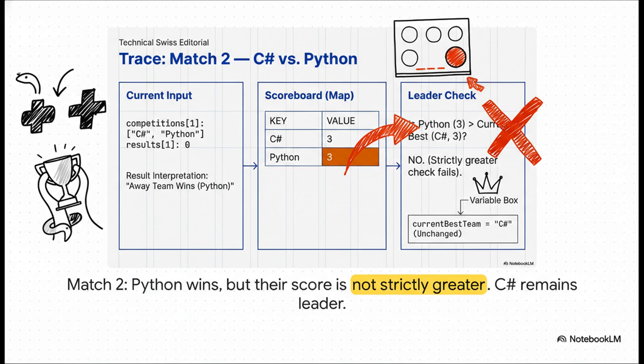But now for the crucial check. Is Python's score of 3 strictly greater than the leader C# score of 3? No, it's a tie, so the leader stays put. C# holds on to the top spot.